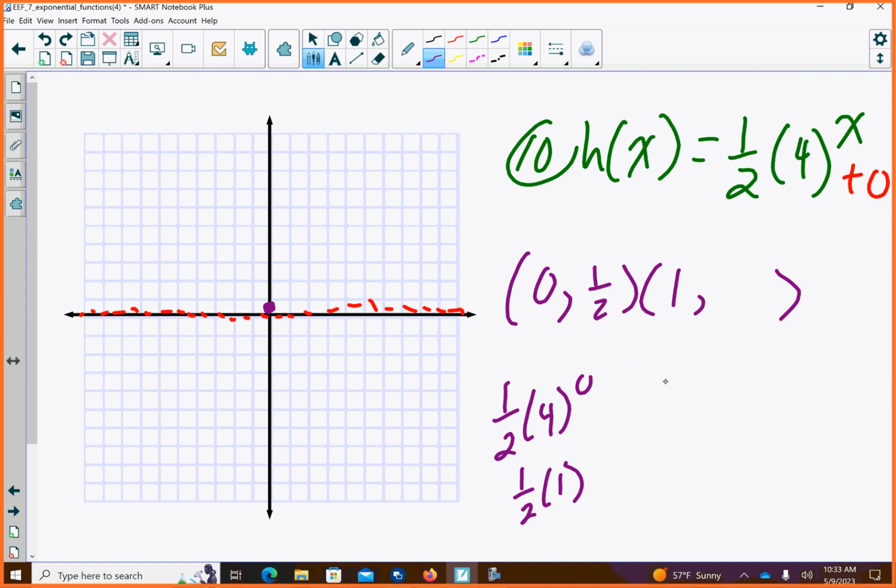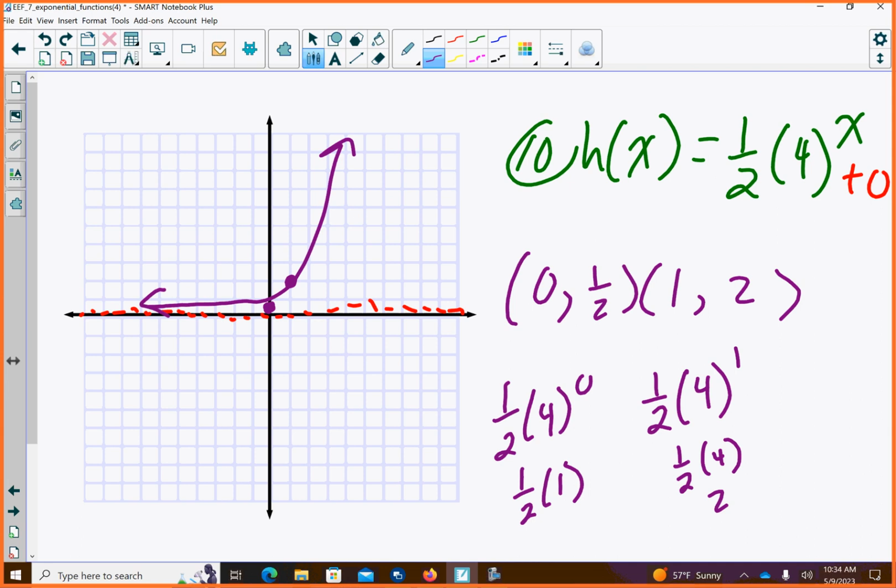I'm going to plug 1 in. What's 4 to the first? 4. What's half of 4? So this is what this is going to look like. Growth or decay? Growth. As I go to the right, it's going away from my asymptote. Okay? What's the domain? Negative to positive.